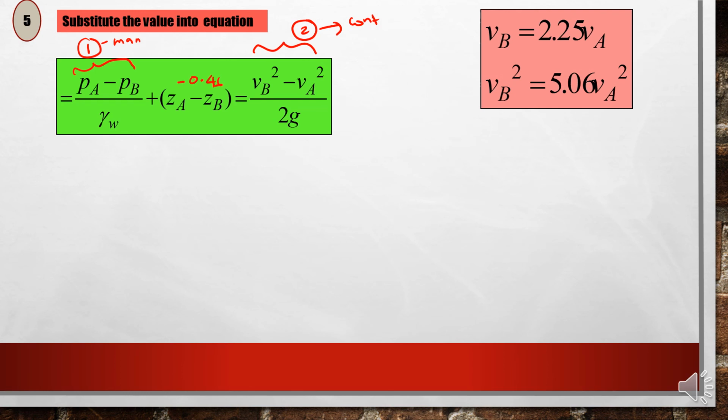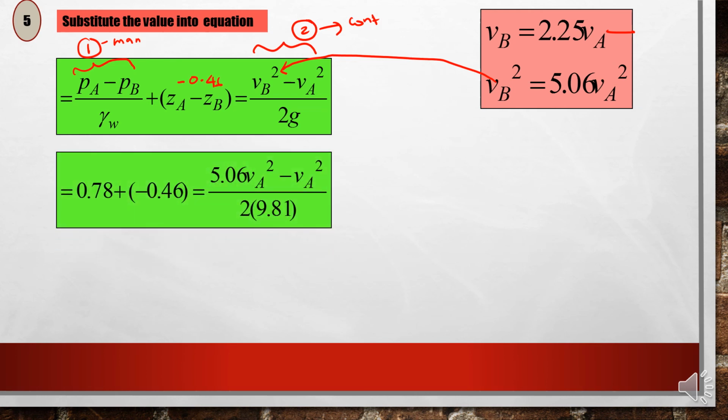So the second term we already get from the continuity equation, in which we know that V_B is 2.25 V_A. So putting it this way, V_B squared here is actually 5.06 V_A squared. So we can replace the V_B to the power of 2 here with this term.